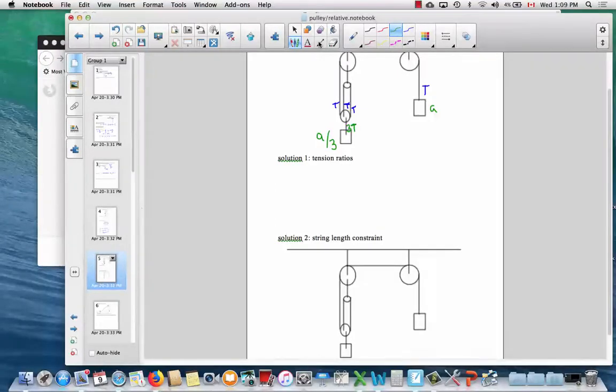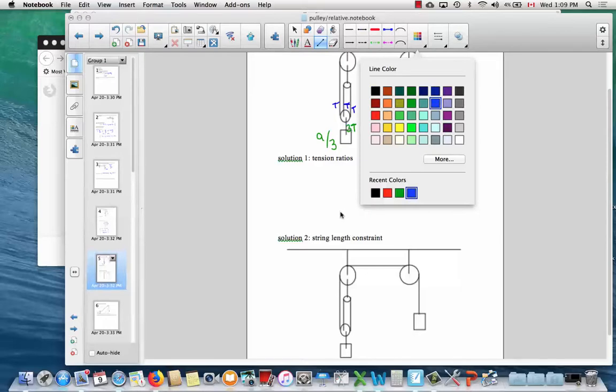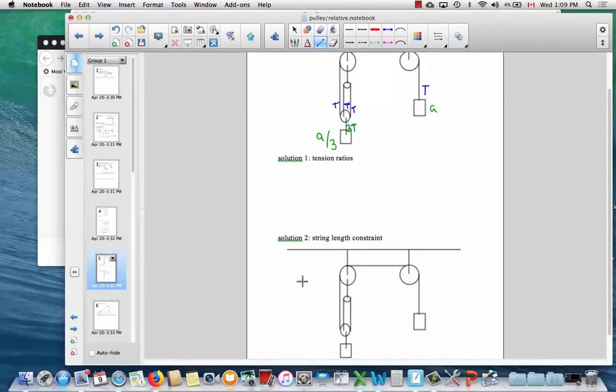We can verify that using the string length constraint. So we'll measure distances from here because this is a fixed length. And so this will be distance S1. And then for this mass, we'll measure from this point here. That's a fixed length, and that will be distance S2. And so we'll just write an equation for the length of the string. So here's our first fixed point, and here's our second one. That's our origin.